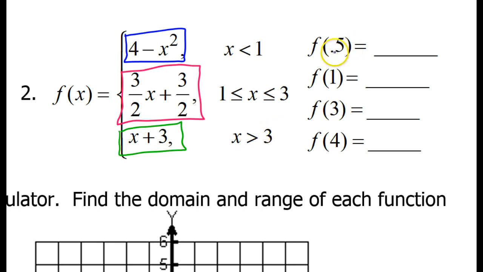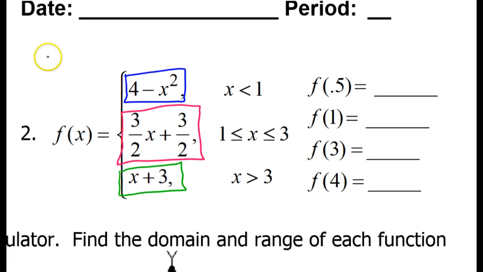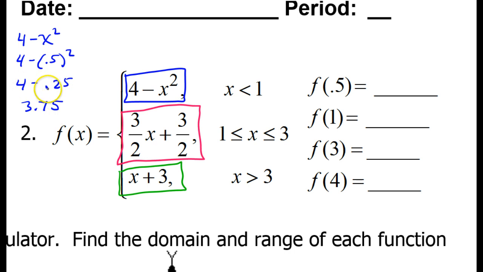So where does 0.5 fit into this system? 0.5 is less than 1, so we will use the blue piece. So I think I will just do the work in random places. So if I do 4 minus x squared, for 0.5, that is 4 minus 0.5 squared. So that's 4 minus 0.25, which is 3.75. So this answer is 3.75.